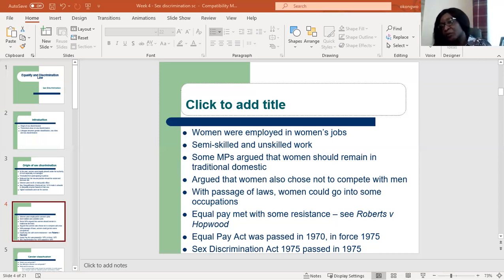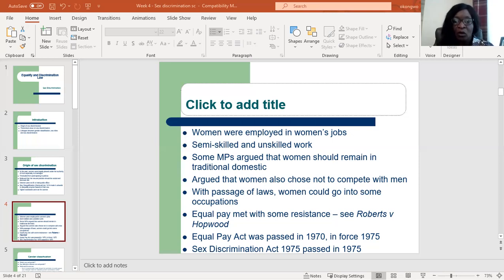The women's movement pushed for equal pay, and most times they were met with resistance. There was actually a case, Roberts v Hopwood, where it was held that paying women the same rate as men was unlawful. So over the years, equal pay was introduced in the civil service and in the public sector.